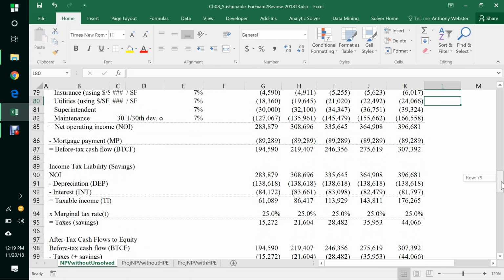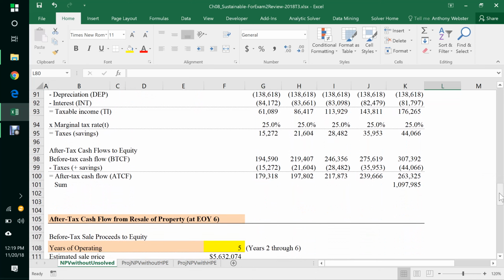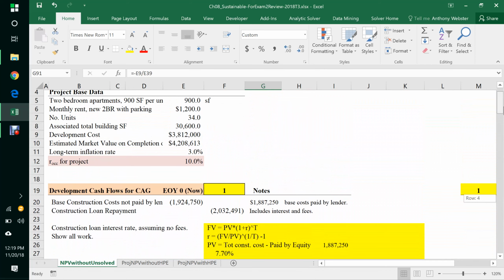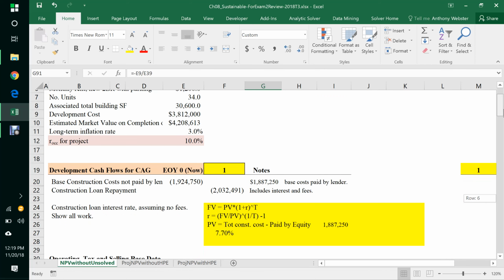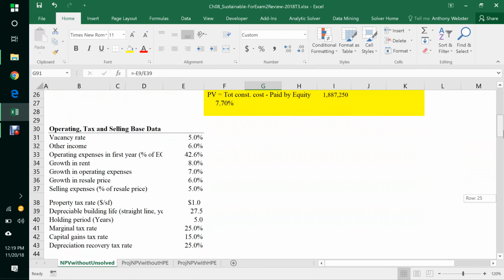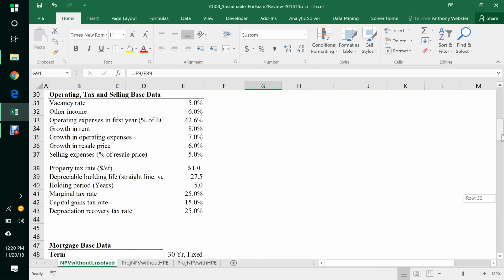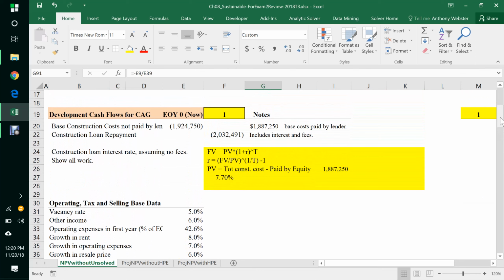So where is my beautiful depreciation to cost? Here it is. Okay, so E9 over E39. E9 is development cost. Okay. And E39, yeah, that is actually correct in this case because... and there is an inconsistency between this and what we're using for capital gain. Is that what you're getting at?